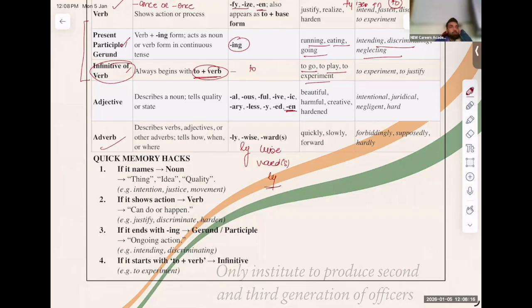Simple. Adverbs. Remember: wise, wordly. Wise words, right? Words are people. Wise words. Your parents, wise words. LY. Any doubts with this? What's the word? Wise words. Can we move ahead or not?